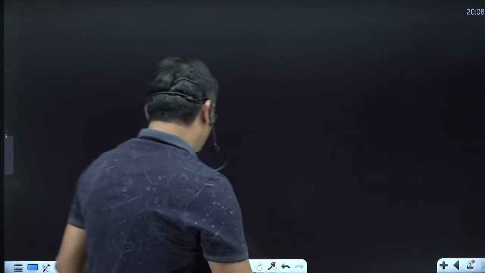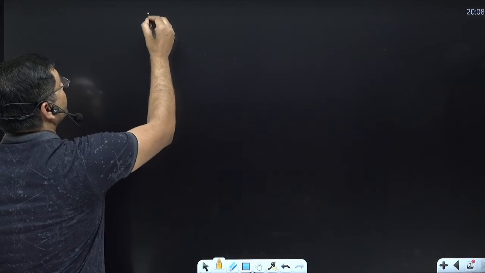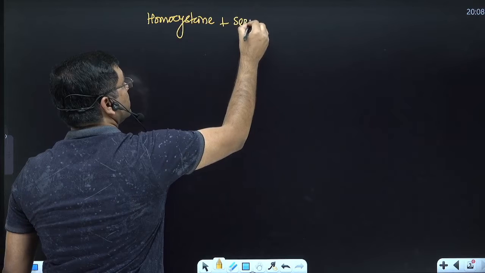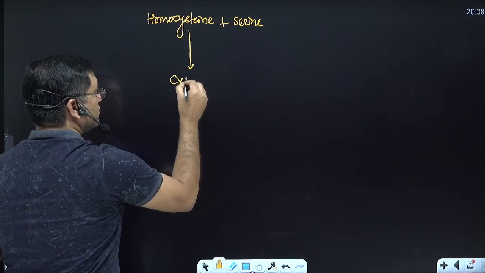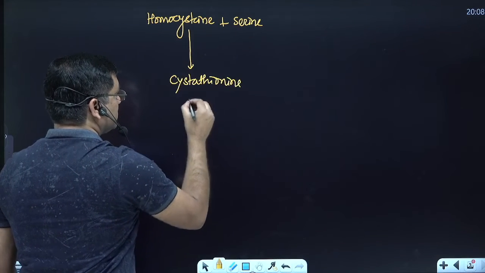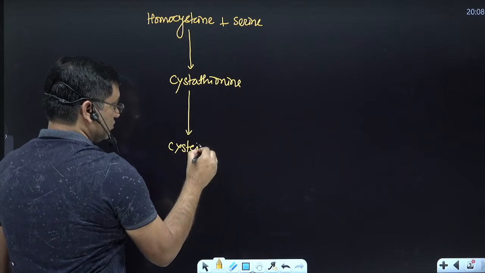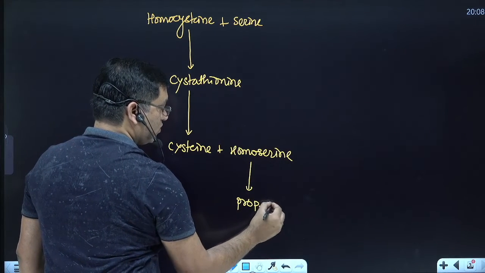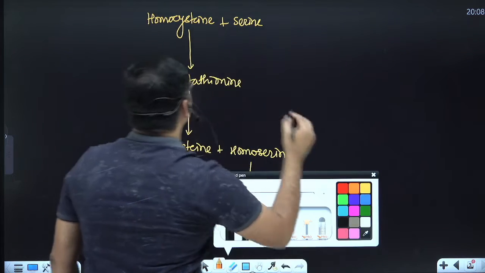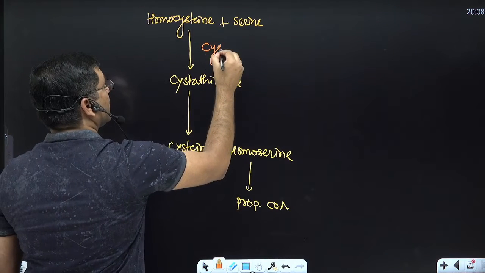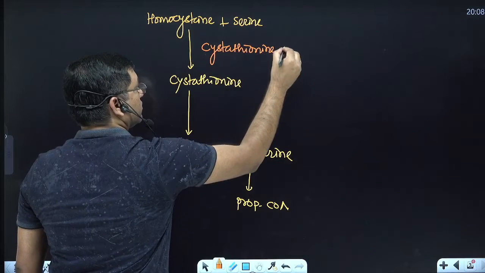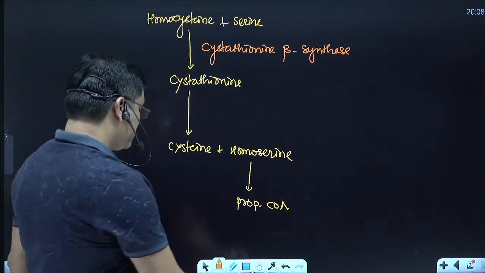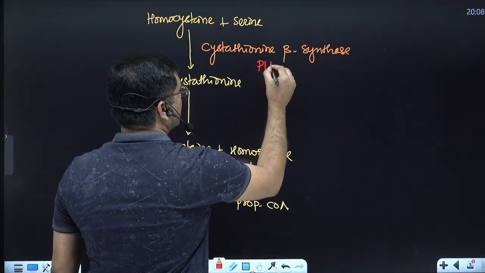In the next reaction, homocysteine condenses with serine to form cystathionine. And this cystathionine is converted into cysteine plus homoserine, and this homoserine will give propionyl coenzyme A. The important reaction here is catalyzed by cystathionine beta synthase, a transsulfuration reaction. Cystathionine beta synthase is a PLP dependent reaction. Pyridoxal phosphate is required for this reaction.